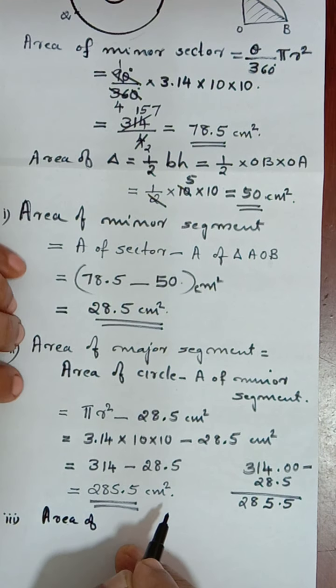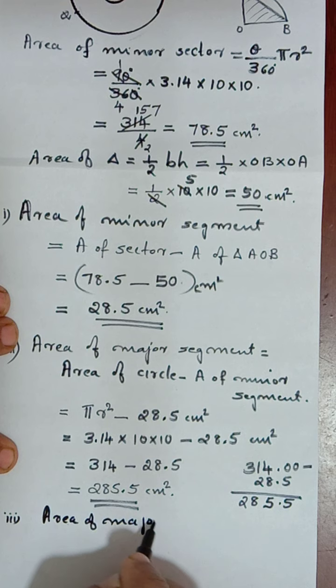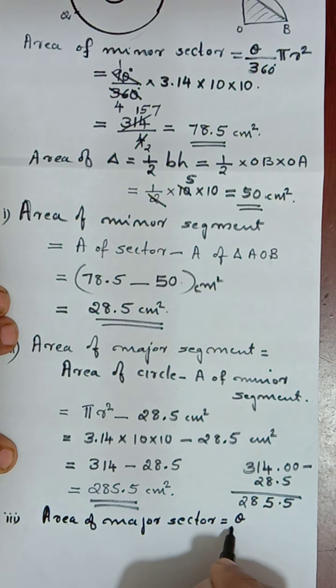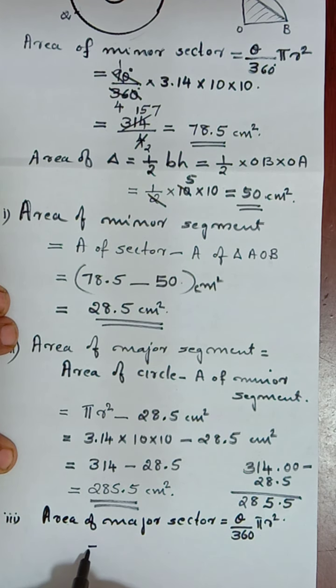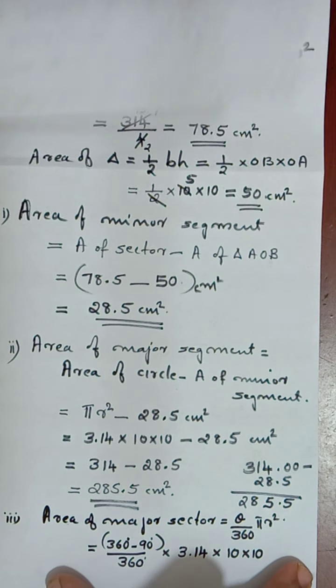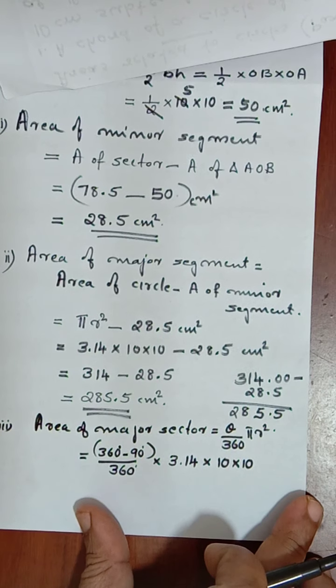Area of major sector equal to, always it is better to repeat the formula, theta by 360 into pi r square. As I told, just to show how you got theta, that is from 360, here we are subtracting 90 degree, the whole thing divided by 360 into pi value as they have given, it is 3.14 into radius is 10. Radius square means 10 into 10. So just multiplication and simplification, it's familiar to you.